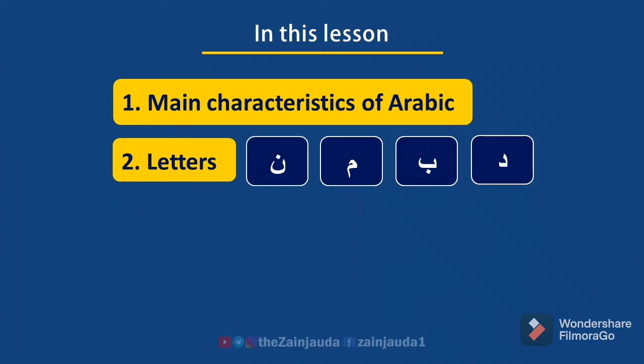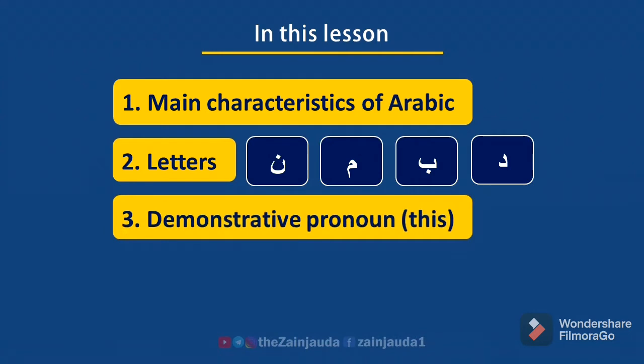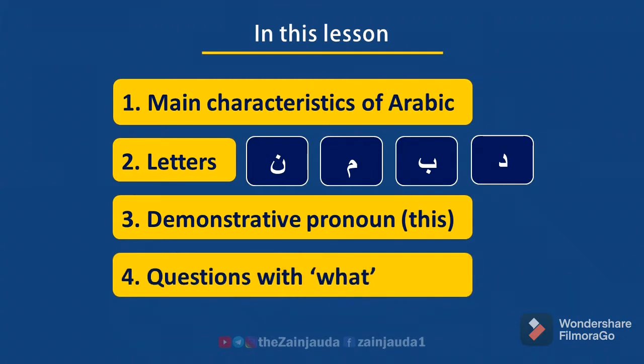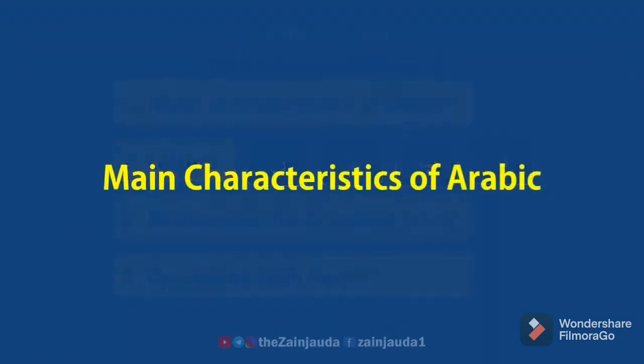As a new item in the lesson, we are going to have a grammar zone. For today, we're going to have the demonstrative pronoun this. The last thing that we will learn is how to ask a question with what. So let's start. Bismillah. As far as the main characteristics of Arabic, we will have 2 important points.